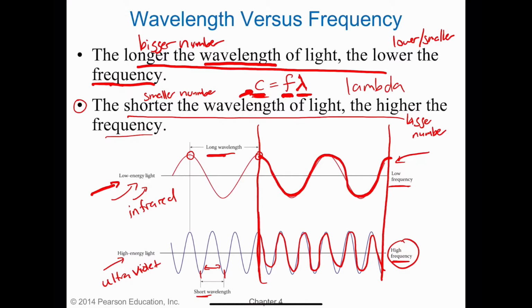So that's the key idea from this slide: wavelength and frequency are inversely proportional. As one gets larger, the other gets smaller. And then red light is low energy light, and violet light is higher energy light.